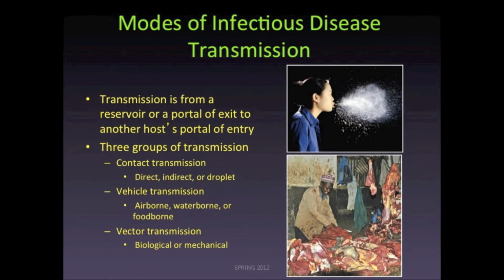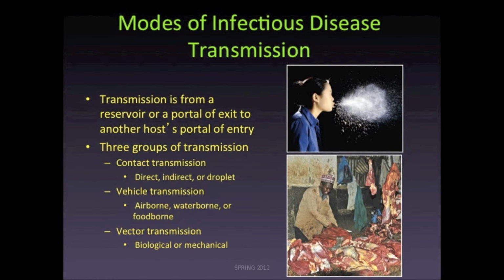Indirect contact involves some intermediary between the infected host portal of exit and the new host portal of entry. Non-living objects referred to as fomites facilitate this form of transmission. Fomites may include objects like door handles, money, toys, tissues, and eating utensils.